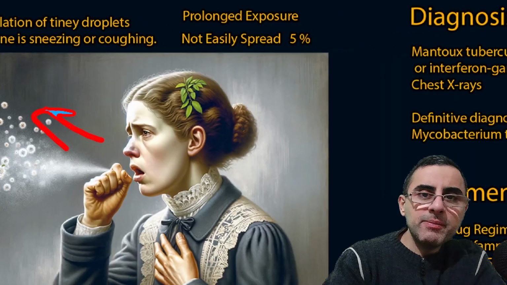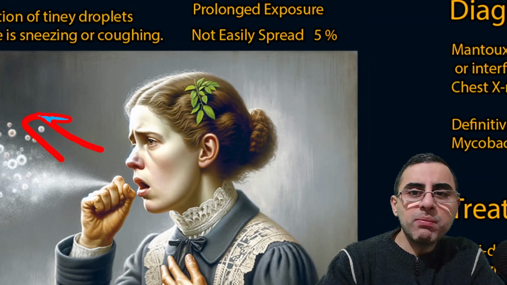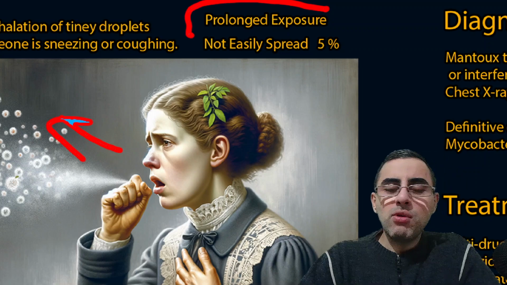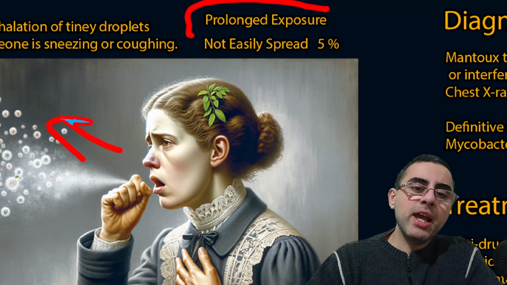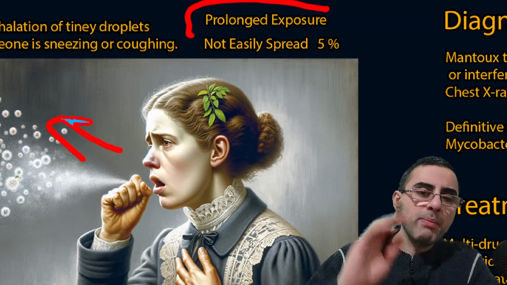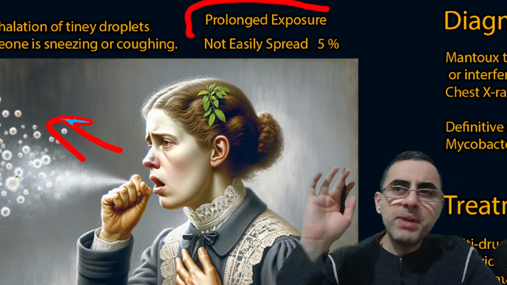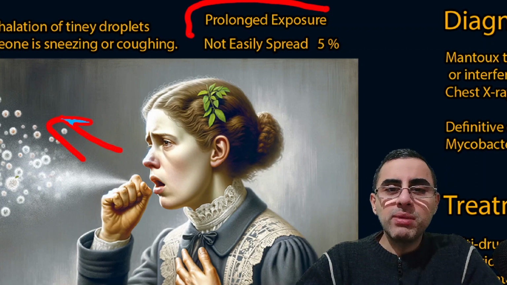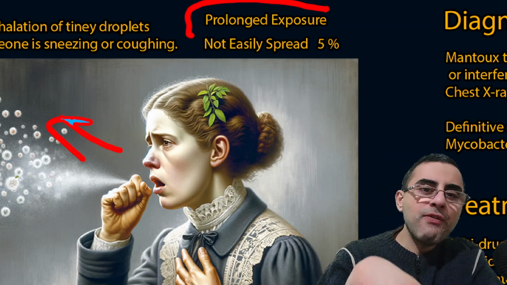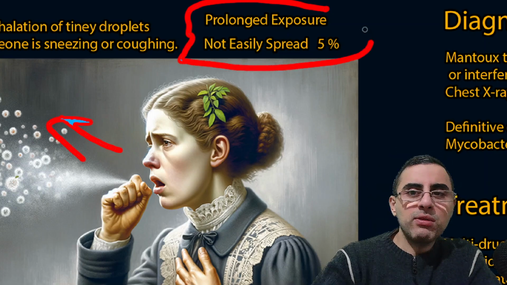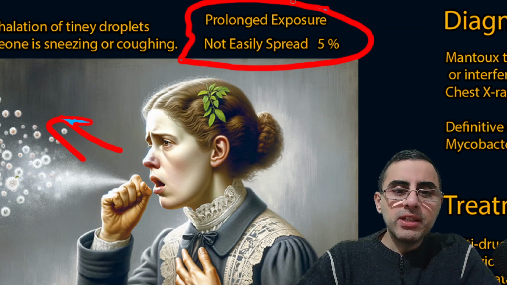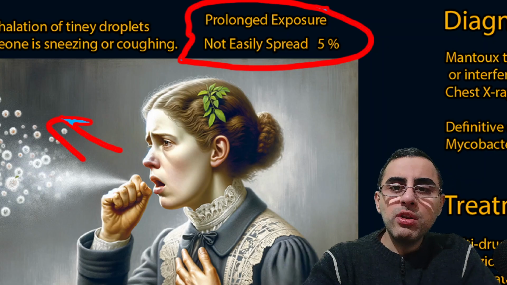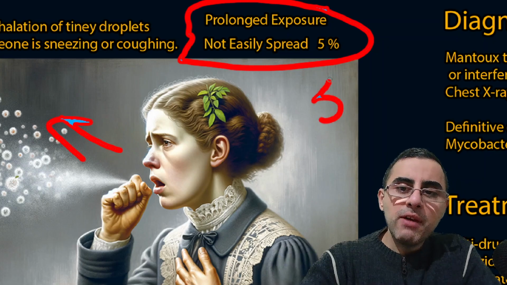But fortunately, it's not a very easily spread disease. Prolonged exposure is a must in most cases. For example, if you have a casual relationship with a person and you just speak to the person, there is very low risk of getting tuberculosis. But if your family member is infected with tuberculosis, there is very high risk that you will get tuberculosis also. So tuberculosis infectivity is around 5%.